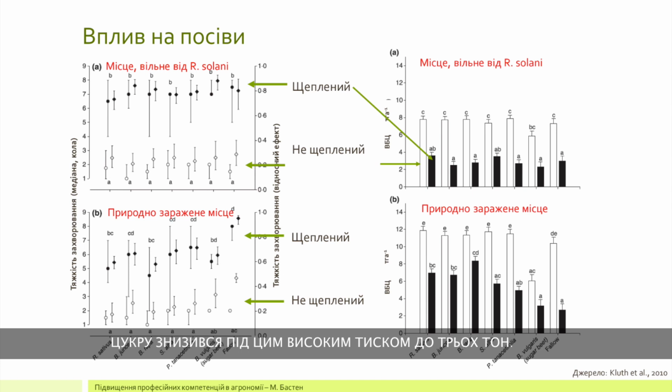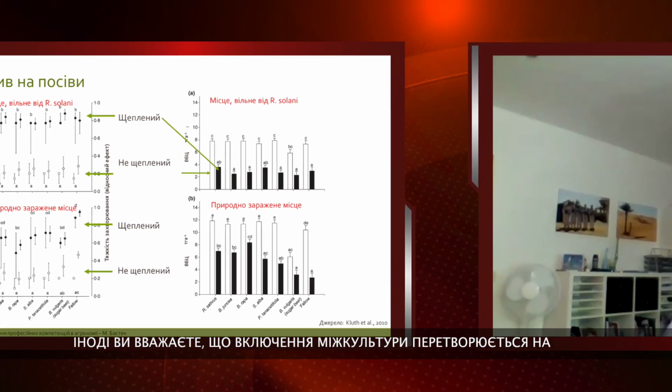So the white sugar yield was down with this high pressure to just 3 tons. And then with an intercrop in place before sugar beet, the yield was in the order of magnitude of even 7 to 8 tons. So that seems to be a significant effect of the presence of an intercrop if the inoculation potential is very high on the site.